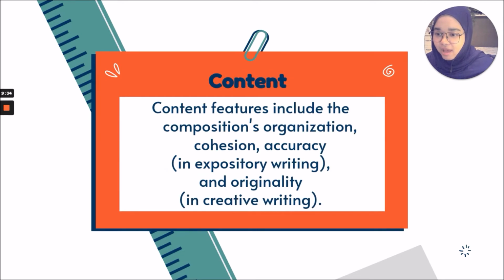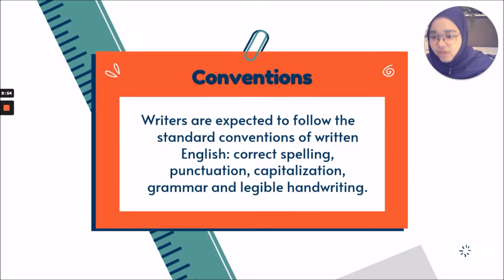So next we have content. So content is the second factor to consider in the writing product. Content features include the composition's organization, cohesion, accuracy, and originality in creative writing. So the third one is conventions.